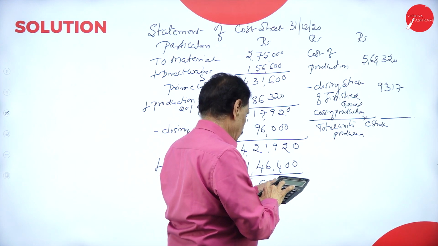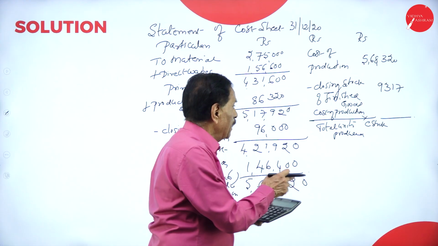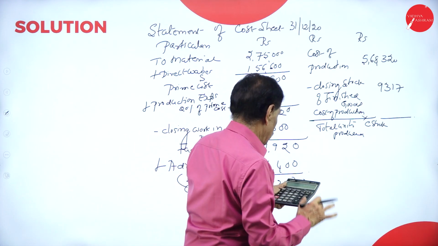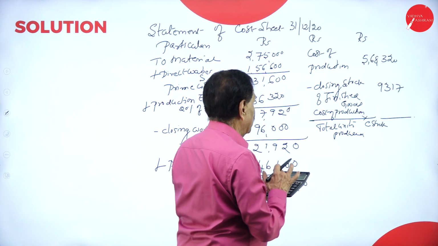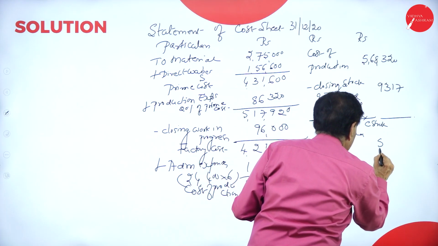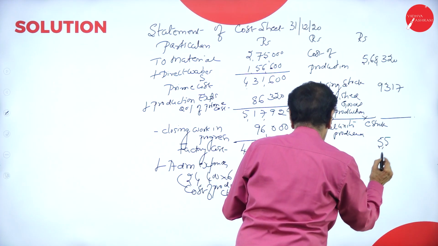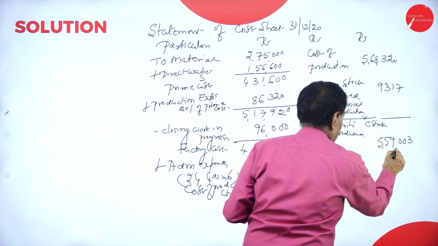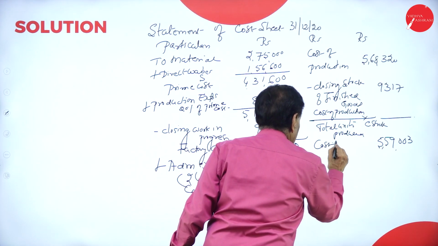Minus. 5,68,320, I will explain this. 5,68,320 minus 9,317 is 5,59,003. 5,59,003 is the cost of goods sold.